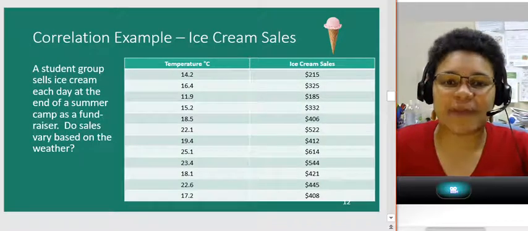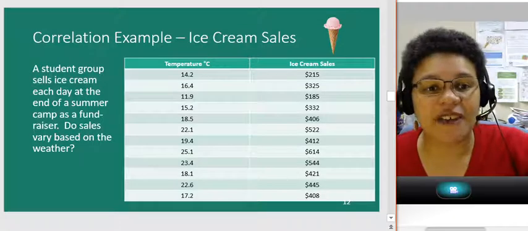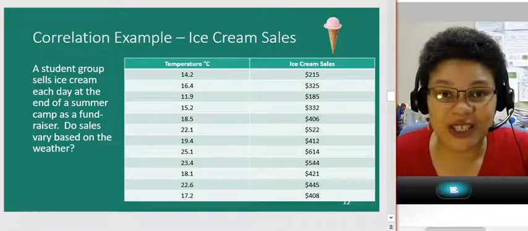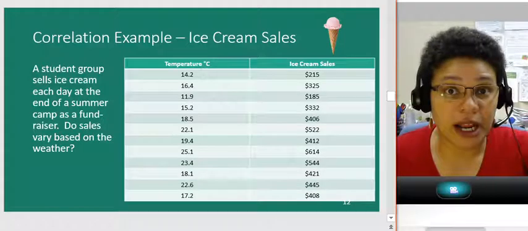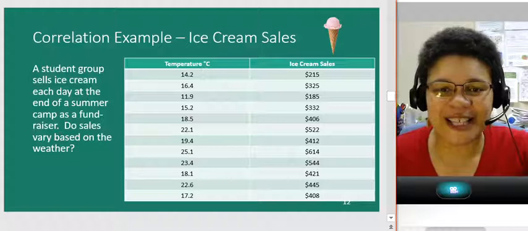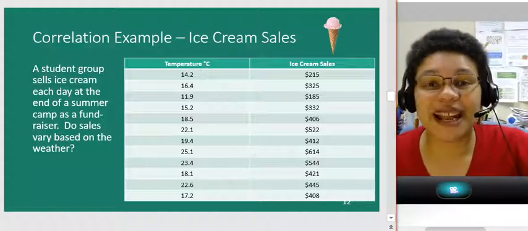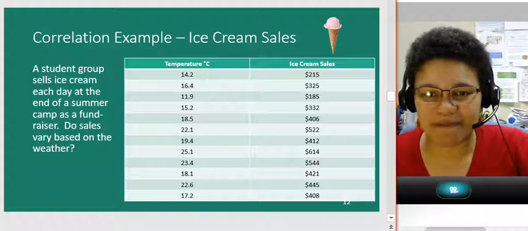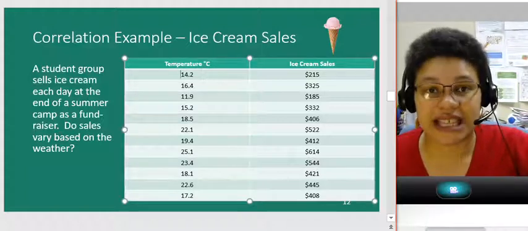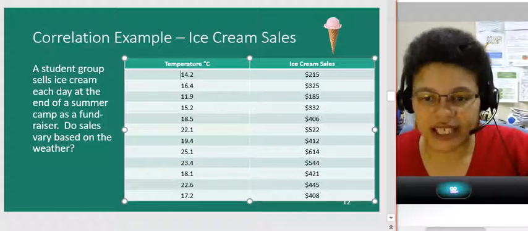Okay, so here's an example. Ice cream sales. A student group sells ice cream each day at the end of a summer camp as a fundraiser. Do sales vary based on the weather? I'm going to guess that they probably do. And so we have the temperature, it's written in Celsius, and the amount of money the students make selling ice cream. So each of these would be different days. Our unit is how much ice cream is sold in a day.